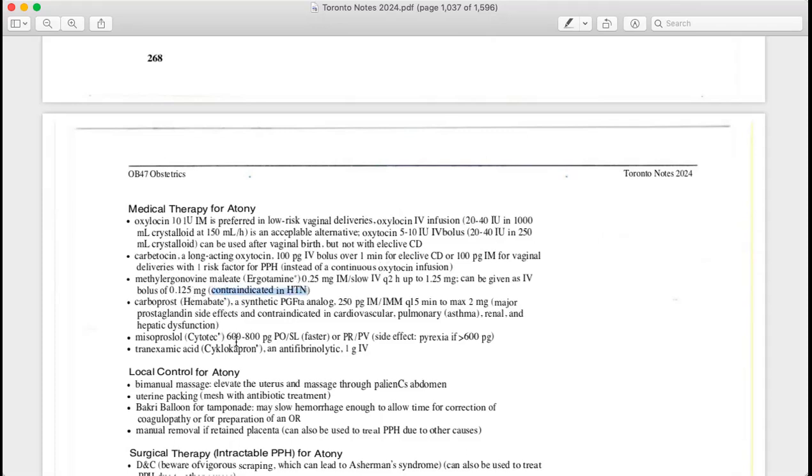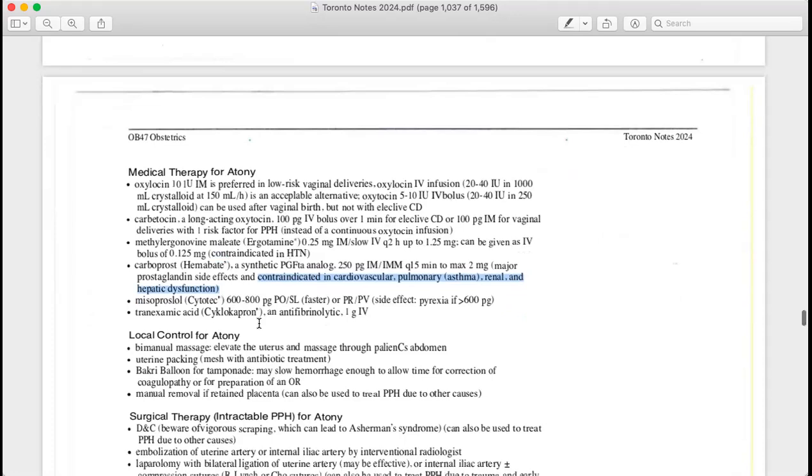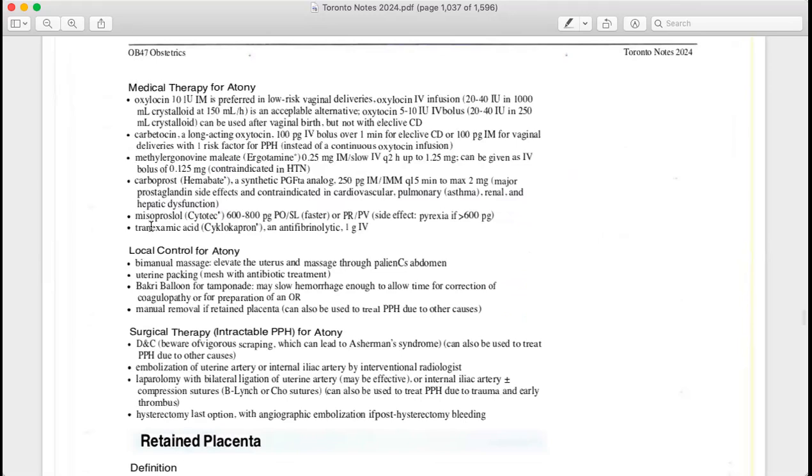Carboprost is usually contraindicated in these conditions: cardiovascular, pulmonary, asthma, renal, and hepatic dysfunction. But it's a prostaglandin, so it's kind of easy to get. Misoprostol can be used, but it has the side effect of pyrexia. So the most preferred one is oxytocin. If somebody is asking for a long acting one, carbetocin, and specifically for the bleeding, tranexamic acid. So based on what they are asking in the scenario, the choice will be different.